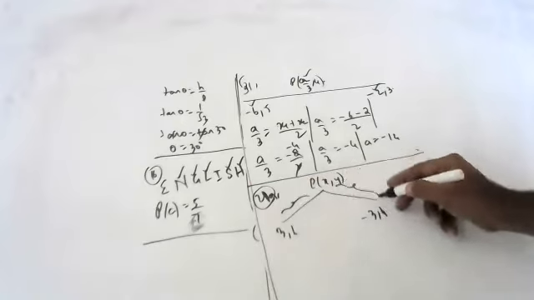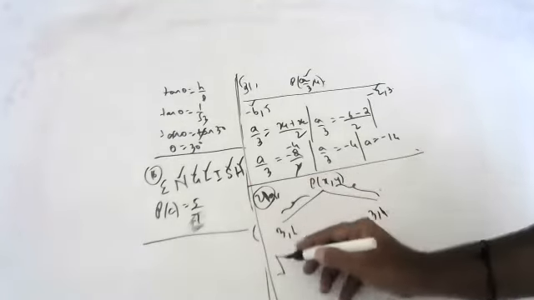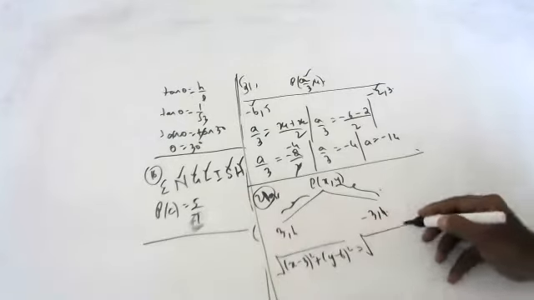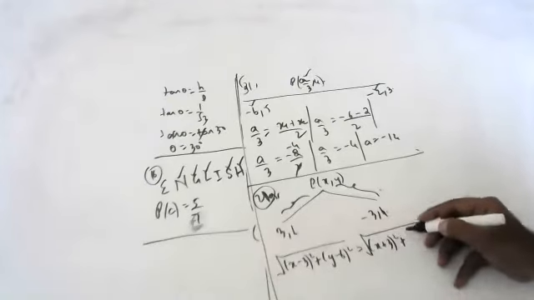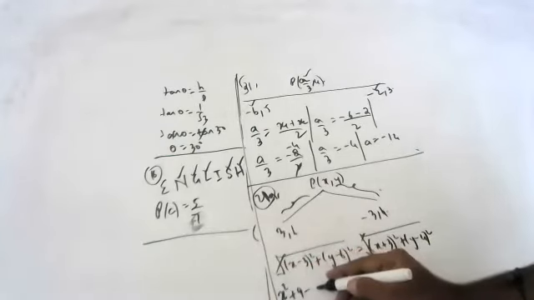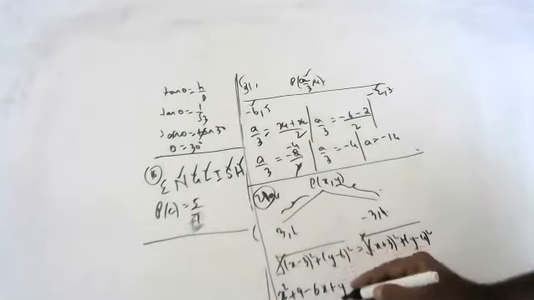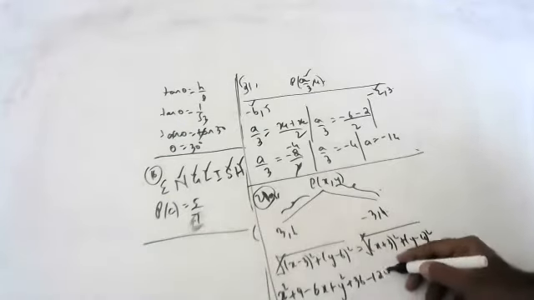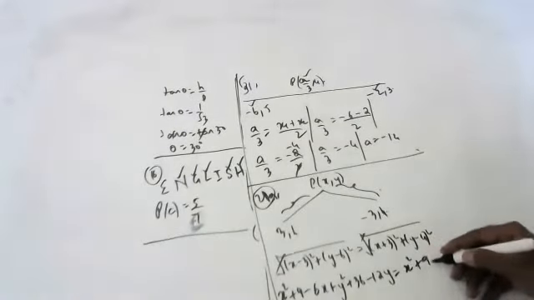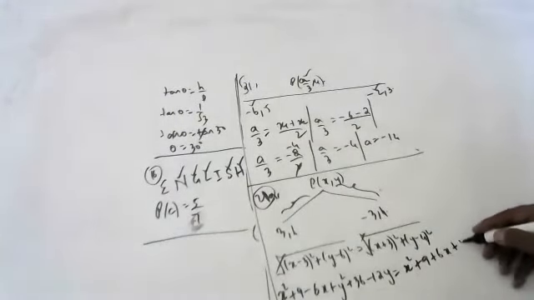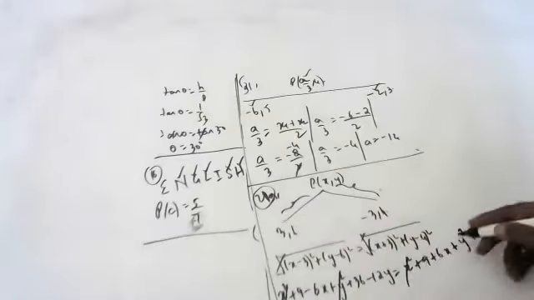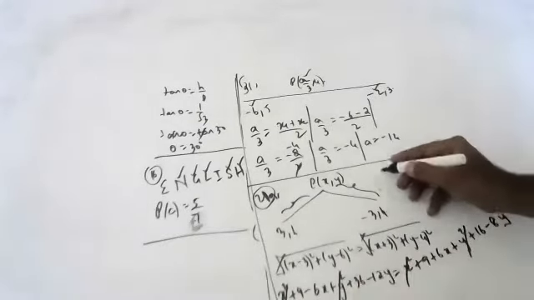For this, use the distance formula. Under root of x minus 3 whole square plus y minus 6 whole square is equal to under root of x plus 3 whole square plus y minus 4 whole square. Root cancels. x square plus 9 minus 6x plus y square plus 36 minus 12y is equal to x square plus 9 plus 6x plus y square plus 16 minus 8y. x square, y square cancel. 9 plus 36 is 45.